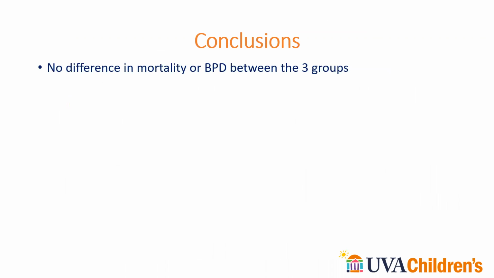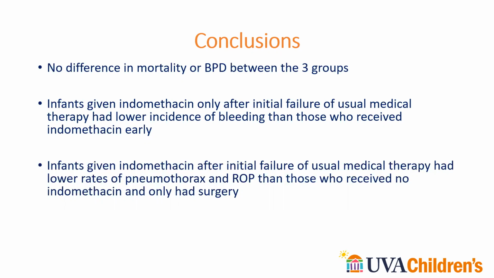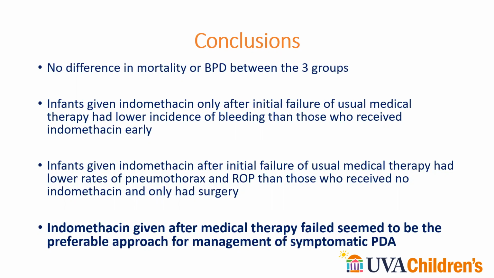And the conclusion of this seminal paper was that there was no difference in mortality or BPD between these 3 groups, that infants given indomethacin only after initial failure of medical therapy had lower incidence of bleeding than those who received indomethacin early, and that infants given indomethacin after initial failure of usual medical therapy had lower rates of pneumothorax or ROP than those who received no indomethacin and only received surgical ligation. They concluded ultimately that indomethacin given after failure of medical therapy seemed to be the preferable approach for management of the symptomatic PDA.